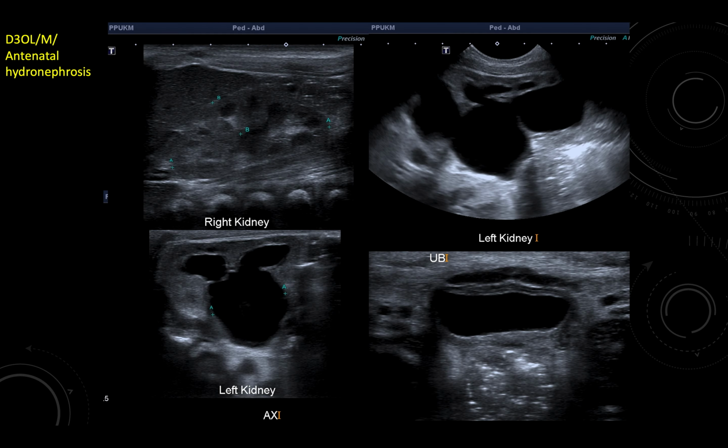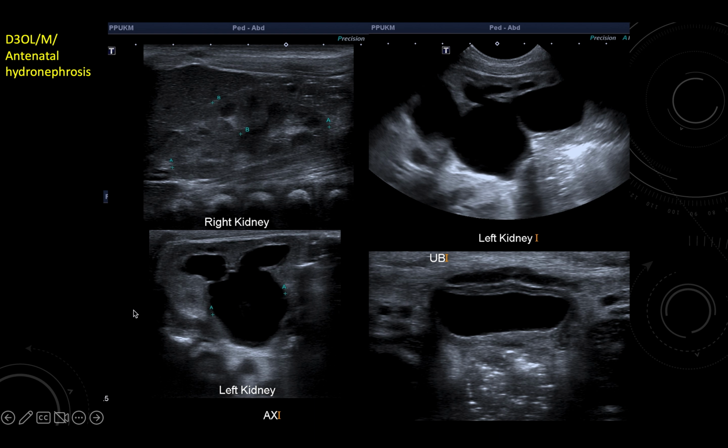So this is a day 3 of life boy presented with antenatal hydronephrosis. The right kidney is normal, but the left kidney is abnormal, very hydronephrotic. But you can see that it looks like a Mickey Mouse, with the big ears, and there's a sudden truncation at the region of the renal pelvis.